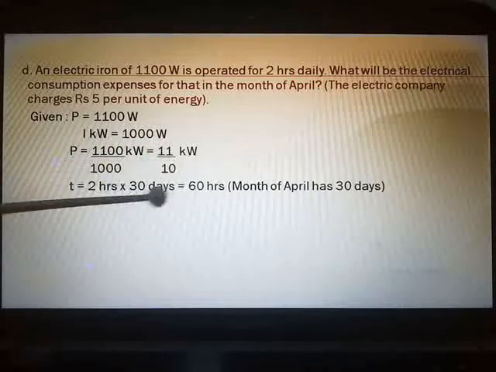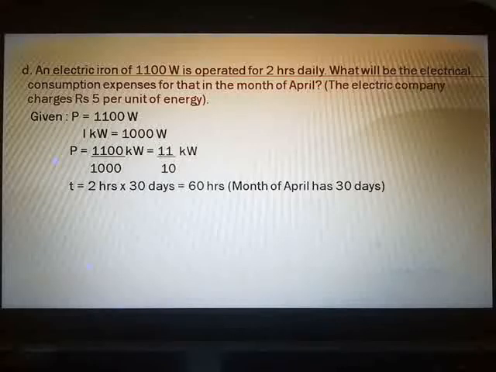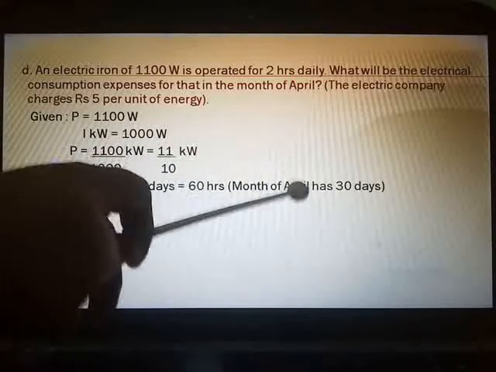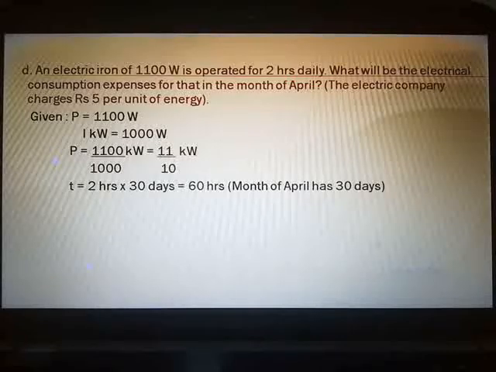When you do this calculation, it is important to write why you have taken 30. If it is May, if it is July, then you have to multiply by 31. In the bracket you have to mention that the month of July, month of May has that many days. So now you have power, you have time. This is in kilowatt, this is in hours. So you can find out the electrical energy or the units which are consumed in the month of April.